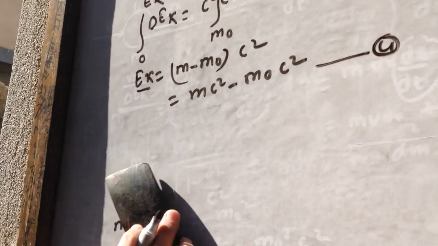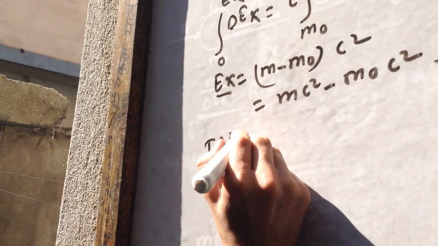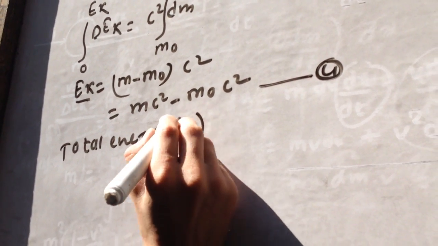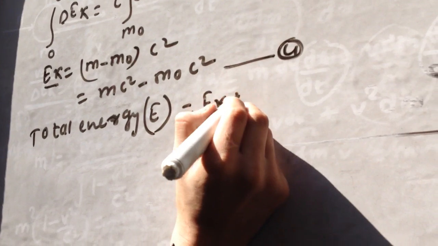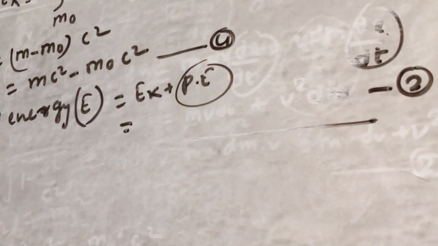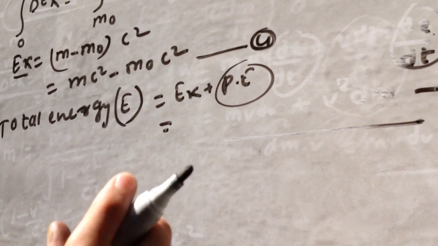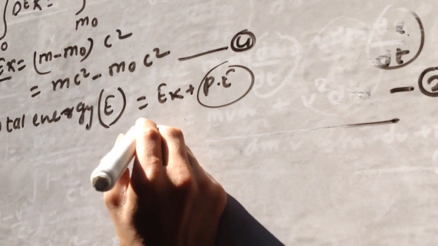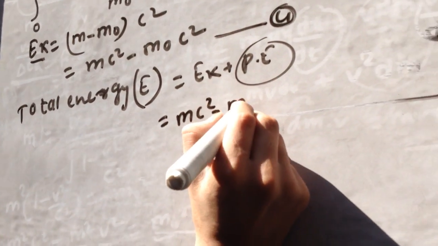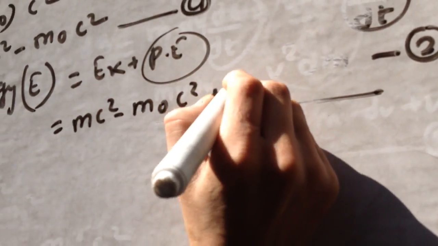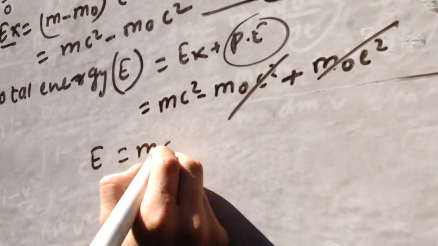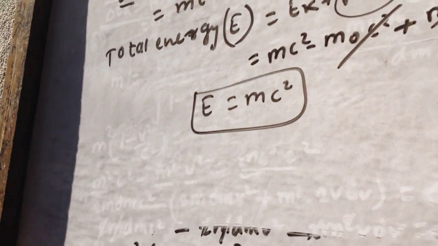But what is the total energy? The total energy, denoted by E, is the sum of the kinetic energy and the energy of the body at rest, which is also called the rest mass energy. In place of kinetic energy we write m c square minus m0 c square, plus the rest mass energy m0 c square. These two cancel, and finally we get E is equal to m c square.